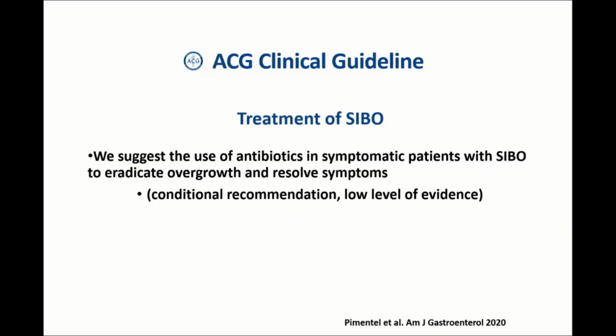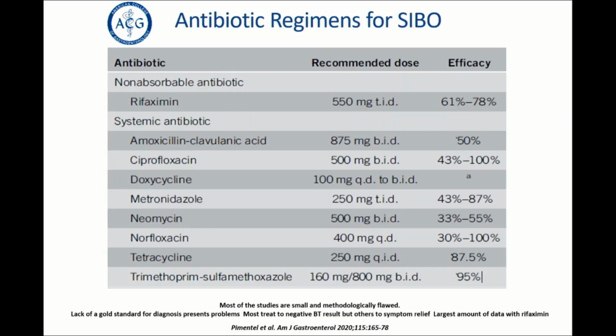Moving on to treatment, the ACG suggests the use of antibiotics in symptomatic patients with SIBO to eradicate overgrowth and resolve symptoms. And what antibiotics do we use? The majority of us use rifaximin, which has an efficacy of 61 to 78%. We can use Augmentin, we can use fluoroquinolones like ciprofloxacin or norfloxacin. We can use neomycin or even tetracycline with a high efficacy, and even Bactrim, knowing that it has a higher incidence of sensitivities and allergy.